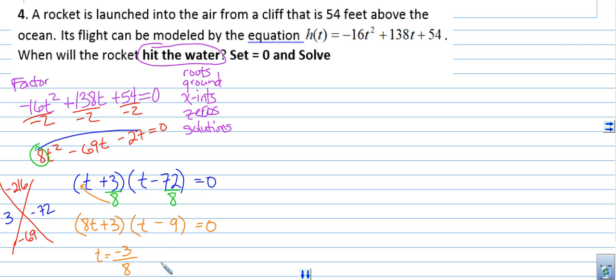Okay? And then t equals, and what's the opposite of this? 9. And then you divide by the front number, which is nothing, and so you just get t equals 9. And so since we can't have a negative in real life, that's out, and the answer must be 9 seconds. So the rocket will hit the water after 9 seconds.